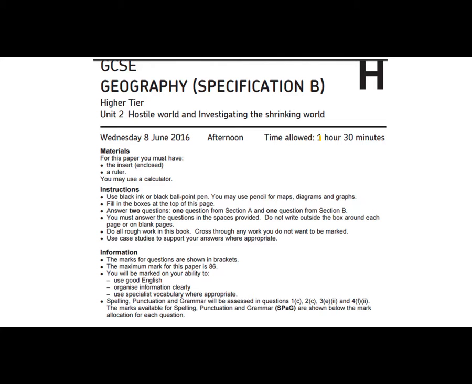So your exam will last for an hour and a half. You must make sure that you've got a ruler. You will have to measure things. You might have to work things out. You might want to use a calculator. You can be asked to work out percentages, so make sure you bring those sorts of things with you.